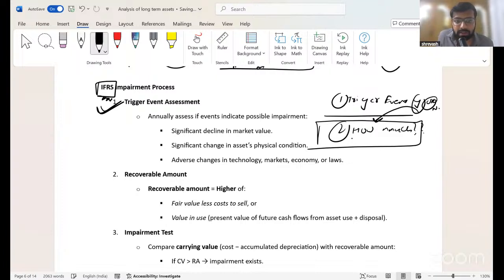Okay, sir, let us understand the trigger event. What exactly is the trigger event in case of IFRS? First, understand you have to assess for impairment annually. Sir, but if an event exists which indicates impairment, should we check? Yes, then also we should check. So annually is just a yardstick, that at least annually do it. But if there is any indication that the value of the asset has fallen, then also check.